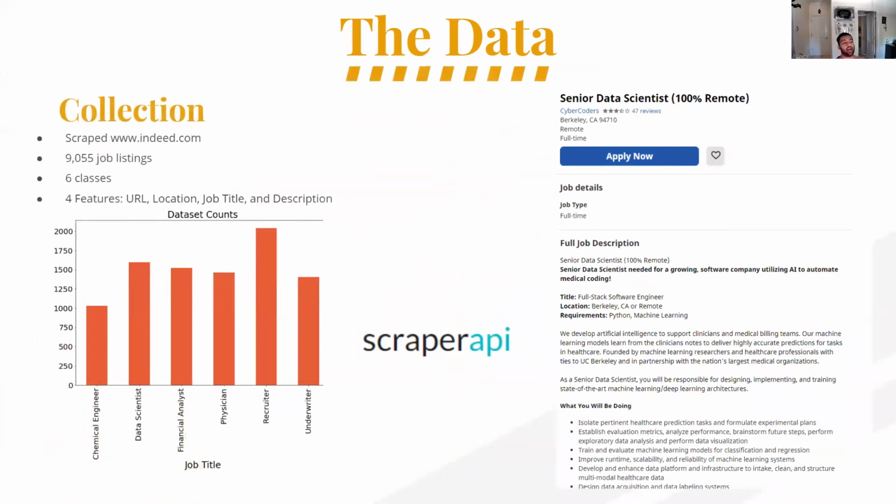I had about 9,000 active listings across 6 different domains. I labeled those as such, chemical engineer all the way through underwriter on the bottom left over there, as well as scraped the entirety of Indeed's website with this scraper API tool as a proxy to access a lot of different requests for the HTML text.